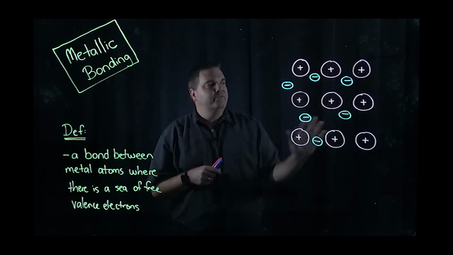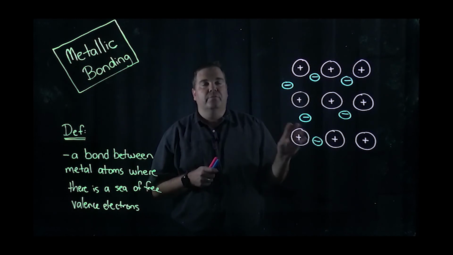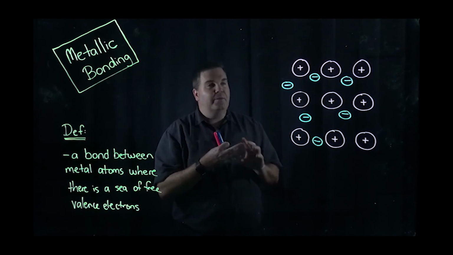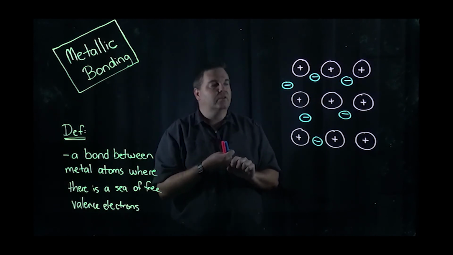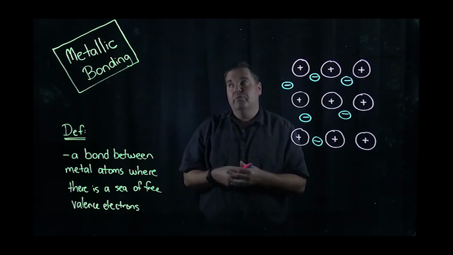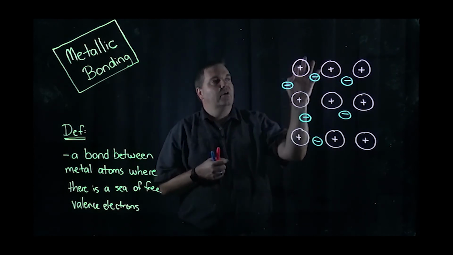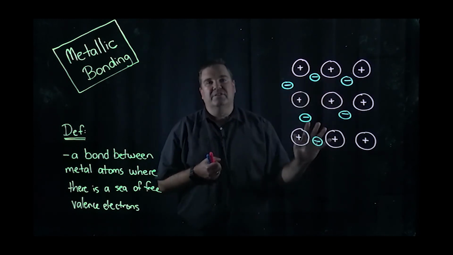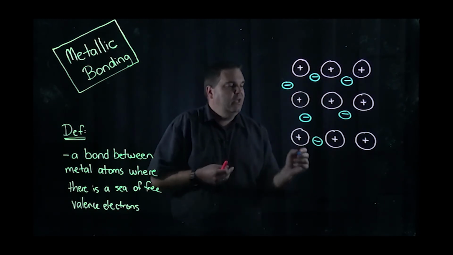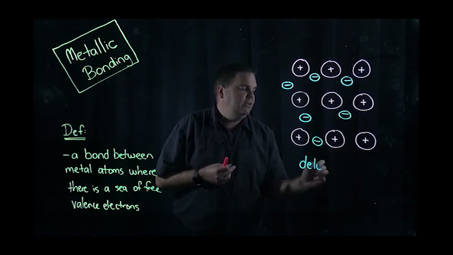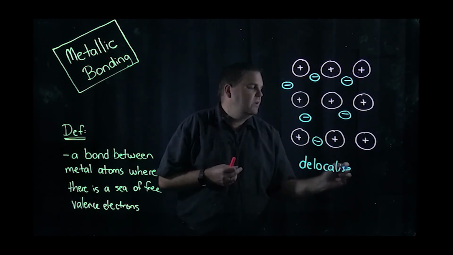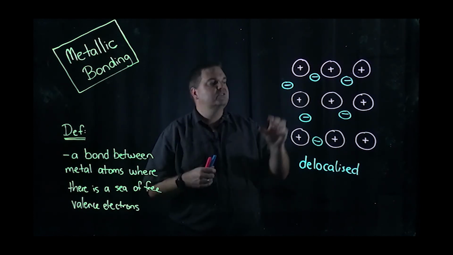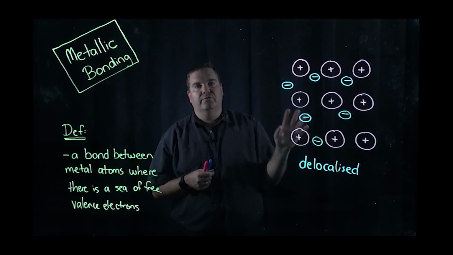So this free sea of valence electrons is really, really important for metals. It gives them high melting points, it allows them to conduct electricity, and it makes them quite strong and hard. So the definition of a metallic bond is where you've got metal atoms where there is a free sea of valence electrons. Sometimes you'll hear these referred to as delocalized electrons. And what that means is they're not in one spot, so they've been delocalized. They've been moved so that they're free to move throughout the structure of the metal here.